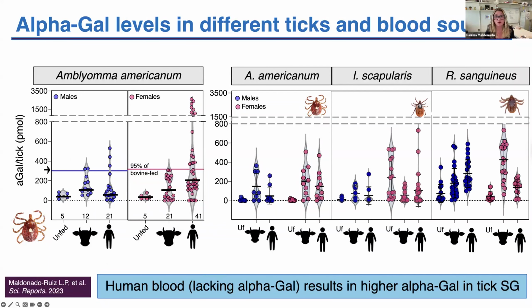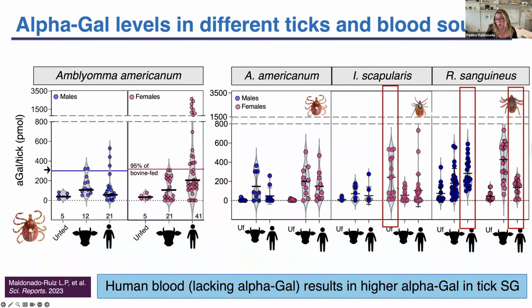Now, interestingly, for the other tick species that we've tested in the lab, Ixodes scapularis and Rhipicephalus sanguineus, what we see is very interesting. So in the case of Ixodes scapularis, we did this test a year ago, and all the unfed ticks had basically 0 levels. We tested more ticks this year, and now we see higher levels of alpha-gal in the unfed Ixodes scapularis, which was interesting, and we actually don't know why.